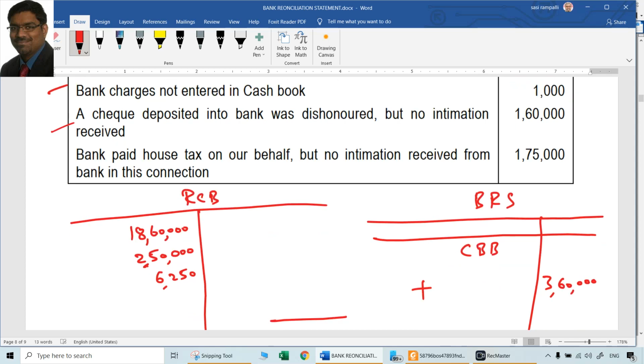That is 7,70,000 less. Then bank charges not entered in cash book. So if they are not entered earlier, now we will enter. Bank charges means they are withdrawals. So credit the cash book.